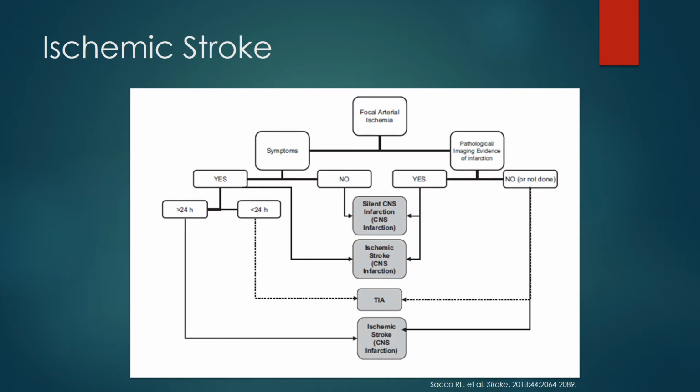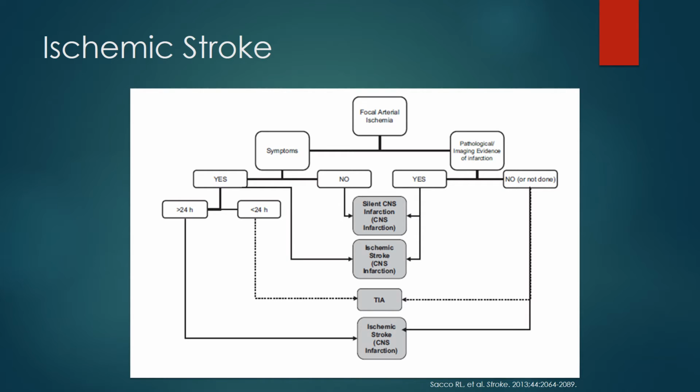So here's a nice little flow graph from the guidelines. This looks at symptom onset as well as imaging to see if you can rule in or rule out a transient ischemic attack, a silent CNS infarction, or an ischemic stroke.